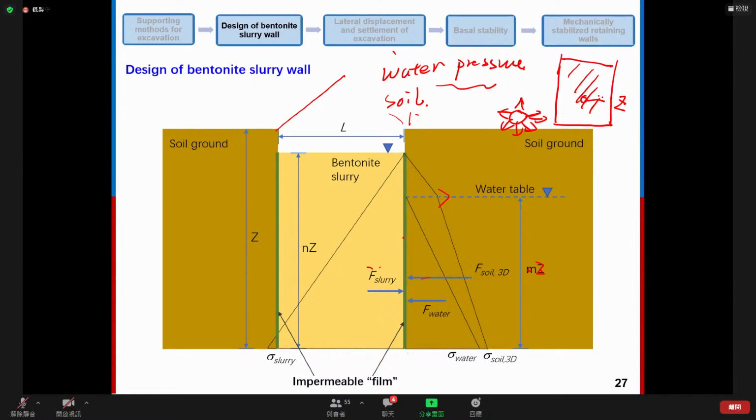So towards this direction, the water pressure equals gamma water times the depth. And in this direction, the water pressure also equals gamma W, gamma water, which is the unit weight of the water, times the depth. And also in this direction, this direction, this direction, if the depth doesn't change, it all equals gamma W times the depth. This is for water, but let's see for soil.